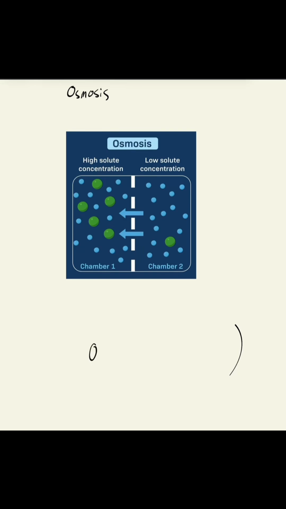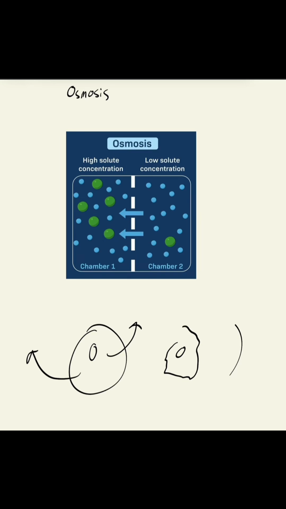So now we have a cell like this, but the water is leaving the cell, and then the cell shrinks and it can become shriveled in this shape. And then if enough water leaves the cell, then crenation can occur and cell death can occur.